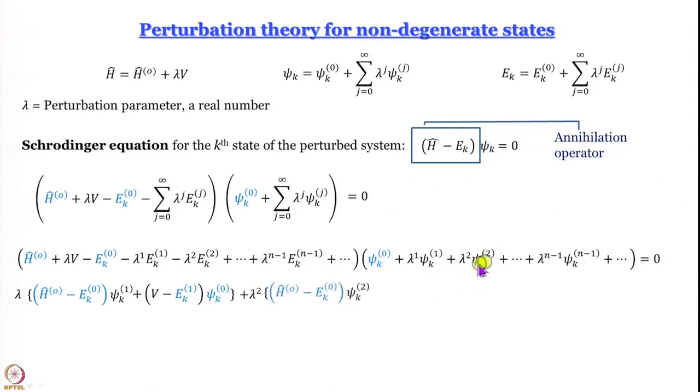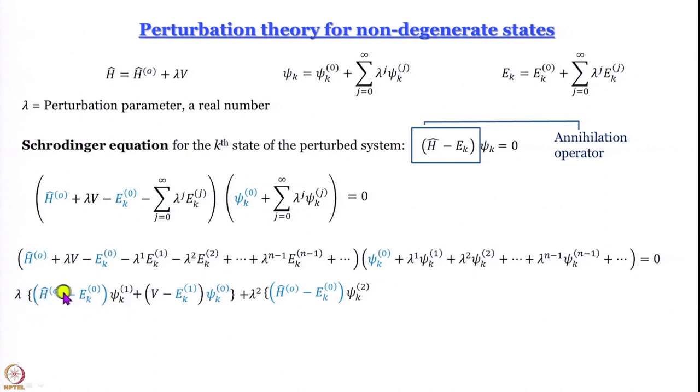As usual, we are going to write the highest order correction in the wave function first. So, here I have a lambda square. So, lambda square goes out. This psi k second, to get lambda square out of the bracket, has to be operated upon by the unperturbed Hamiltonian minus the unperturbed energy.